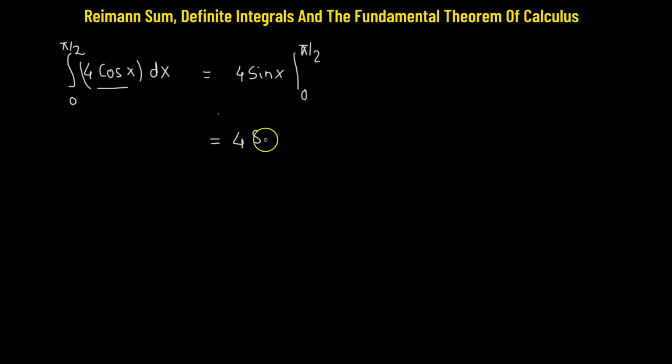So this will be 4 times sine pi over 2 minus 4 times sine 0. What we have done is, in place of x, we have replaced it with the upper limit and the lower limit. The sine of pi over 2 is 1. So we have 4 times 1 minus 4 times sine 0, which is 0. So this is giving us a value of 4.